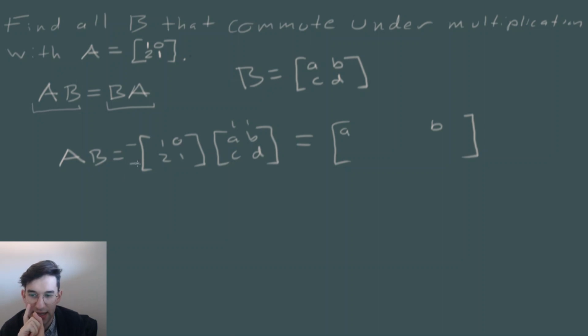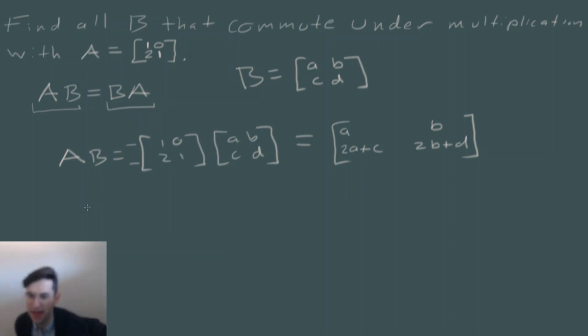Next, let's take the second row, first column. Let me erase these columns. Second row, first column, 2 times A is 2A, plus 1 times C, or just C. All right. 2 times B, 2B, and then we get 1 times D, plus D. We have figured out what AB is.